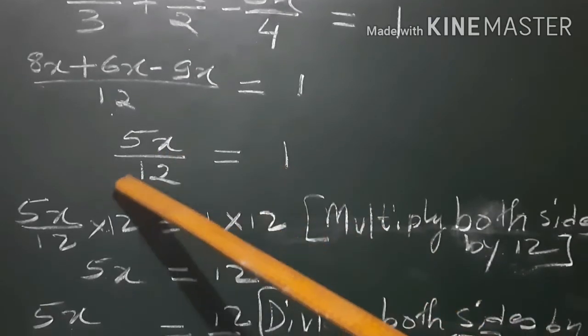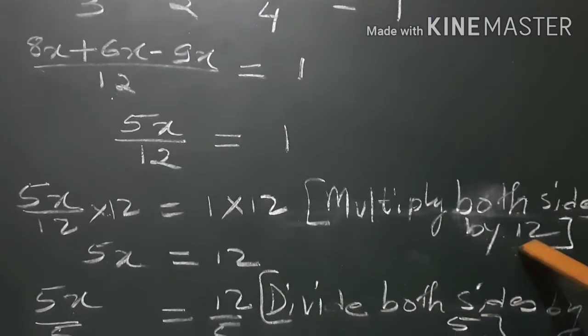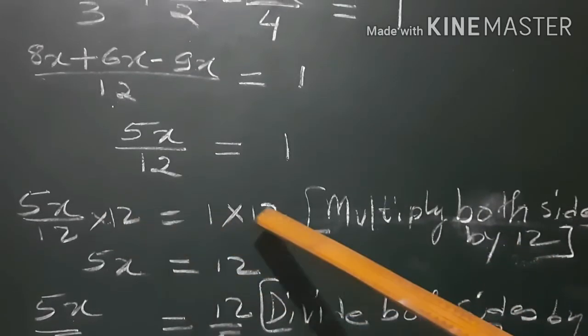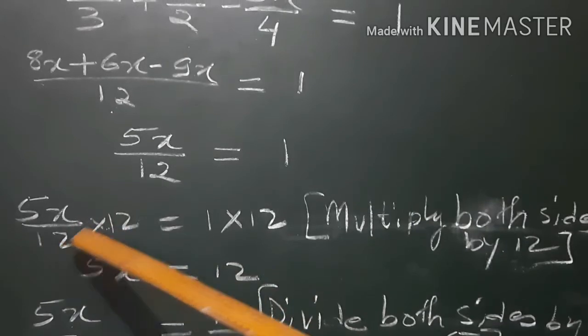Now we have to remove this 12. In order to remove 12, you have to multiply both the sides by 12. So multiply 12 and 12 both the sides. So this gets cancelled, these two get cancelled.